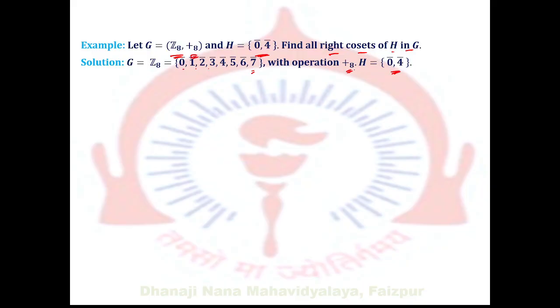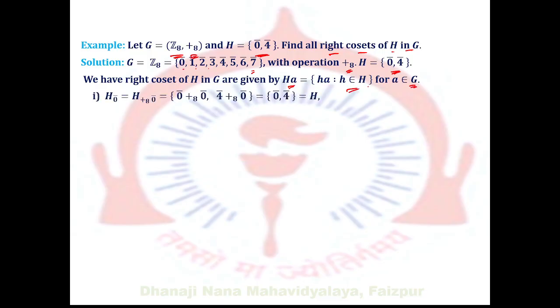The operation here is addition modulo 8. So we have the right cosets of H in G given by the set of all Ha such that h belongs to capital H for a belongs to G. So first we multiply the given set by 0 bar. Multiply means here the operation is addition modulo 8. So H0 bar is nothing but H plus 0 bar, modulo 8 operation.